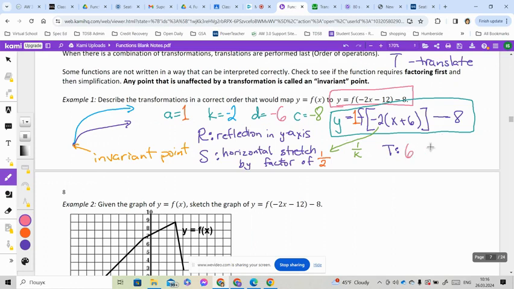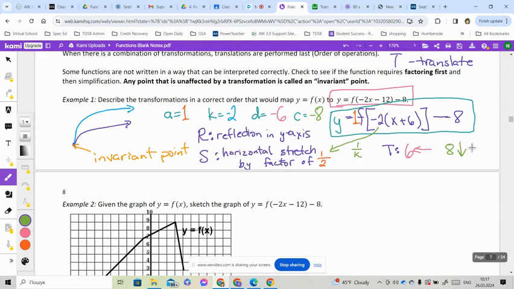So the 6, show me in which direction the 6 is going to move your function. Good, in the left direction. So 6 left, and you can just use arrows. And 8 in which direction? 8 down. So you don't need to use words here, you can just use arrows. But what's important here is you first describe the reflections, then the stretches, then the translations. Folks, this is what you're going to do for homework.